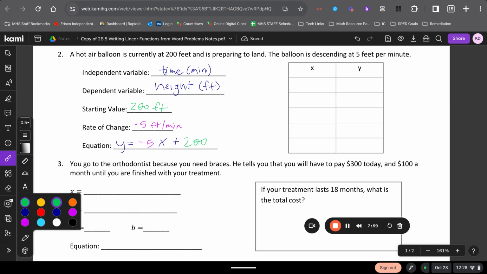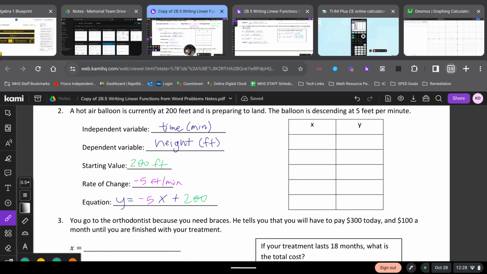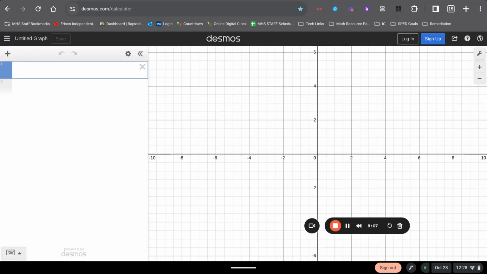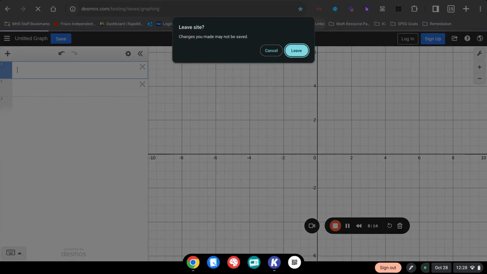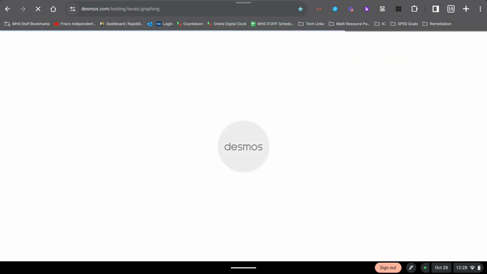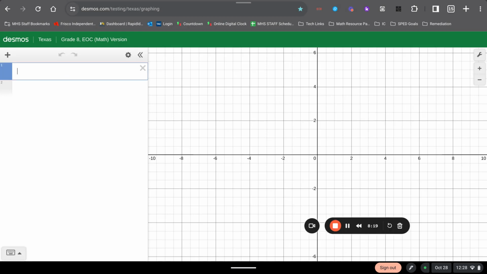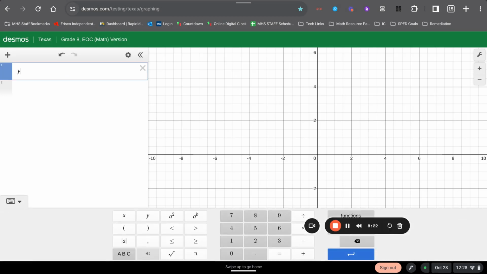Okay, and once again, if I wanted to fill out the table, I can use my TI-84, or we talked about our Desmos calculator. I'm going to show you how to do it in our Desmos calculator as well. So in my Desmos calculator, we can do y equals -5x plus 200. Okay, and you might see my graph is off the screen, which makes sense.